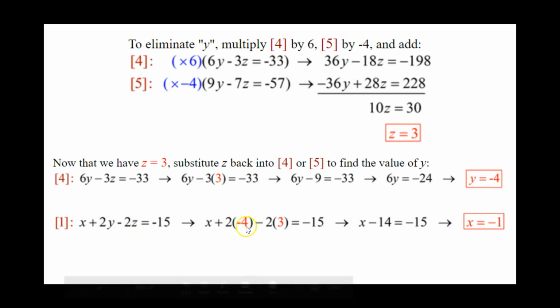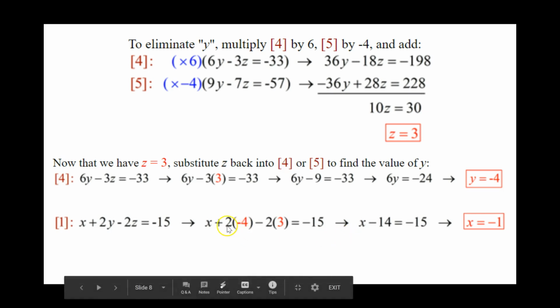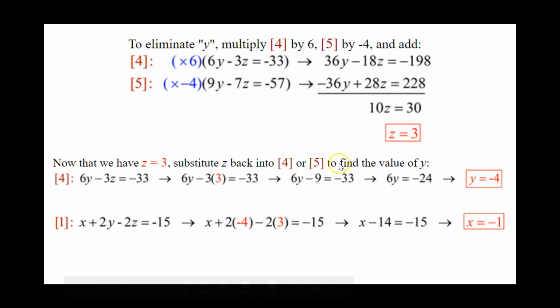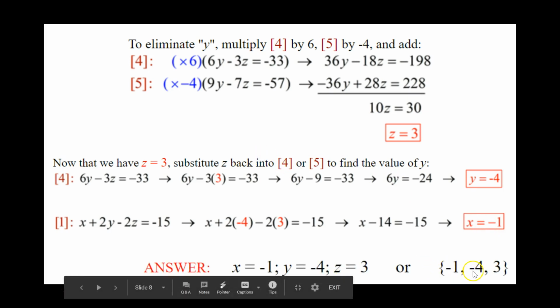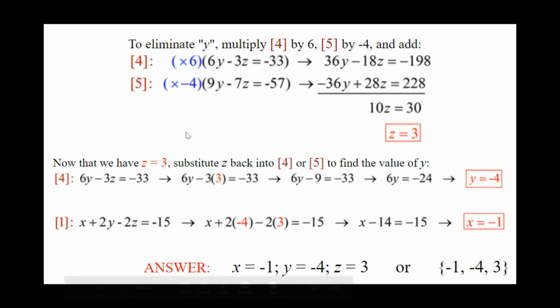We do all the math, multiply these together, combine like terms, and we get negative 14. Bring the 14 over by adding, and we get negative 1. So, and this is what the answer should look like: negative 1, negative 4, and 3. Obviously the frustrating part about this problem is, yes, there are a lot of steps.